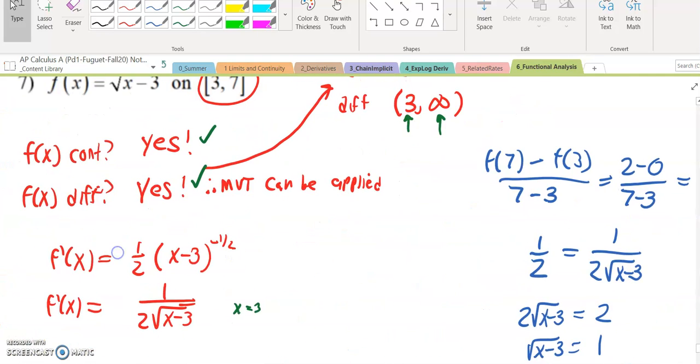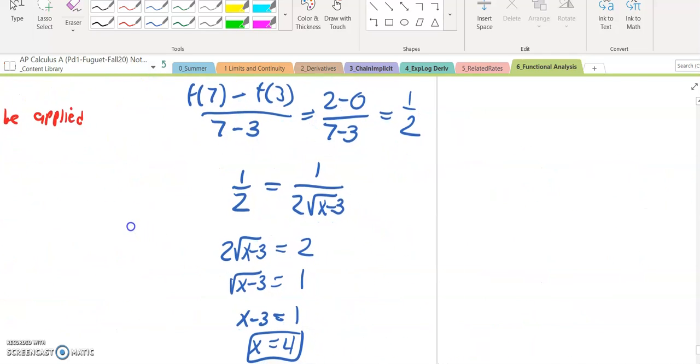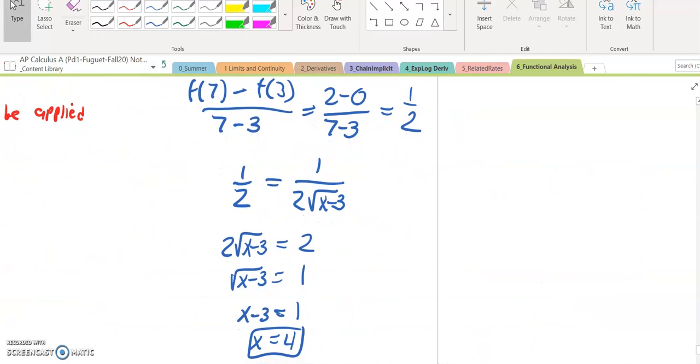So with that being said, MVT can be applied. So here's my work in blue that is going to verify that. So we set the average rate of change here as 1/2. So there it is. There's my instantaneous rate of change, aka my derivative. And from here, all we're doing is solving to guarantee the value that it's going to be, which in this case is going to be x equals 4. X equals 4 is our final answer here.